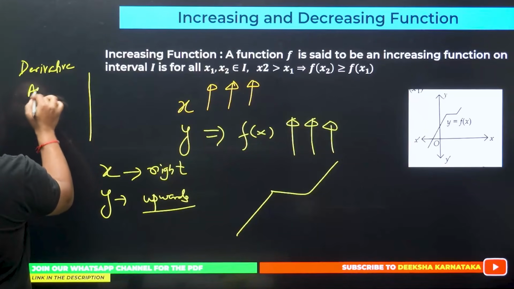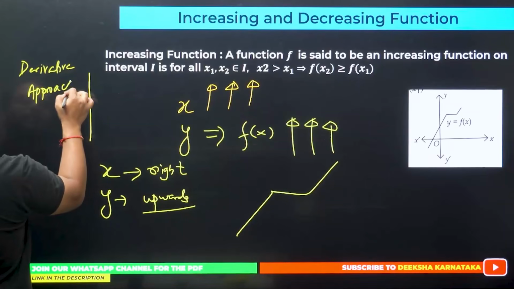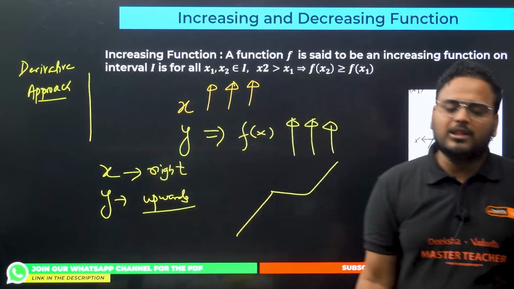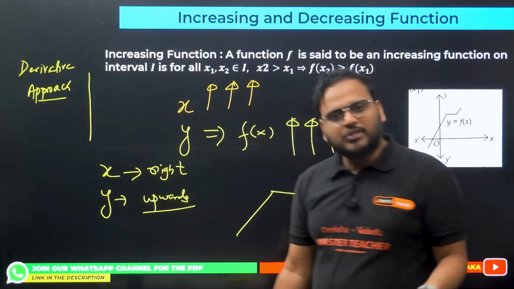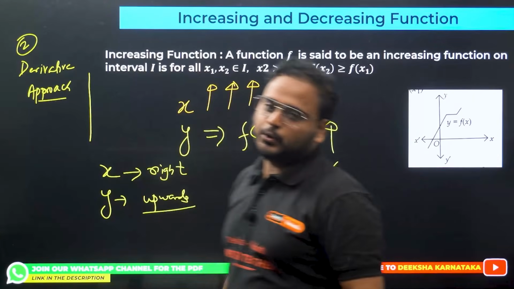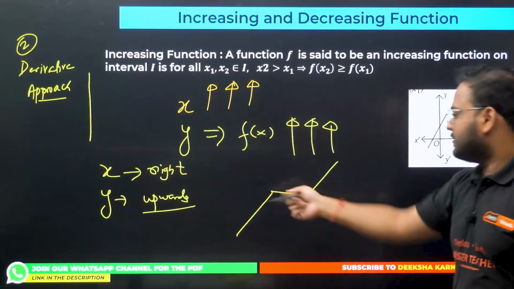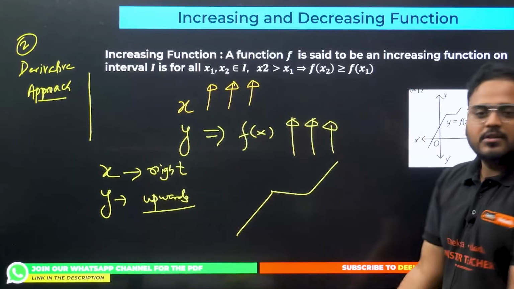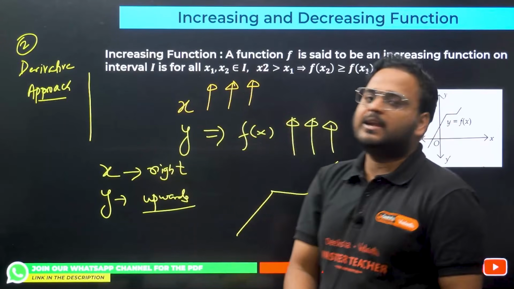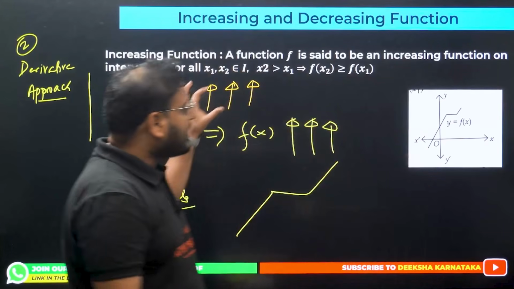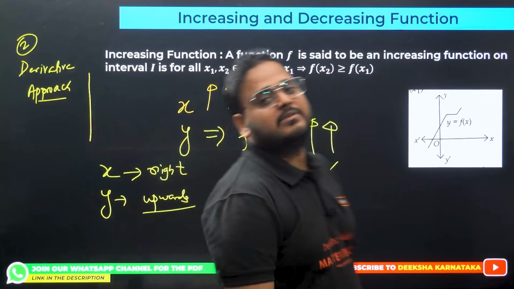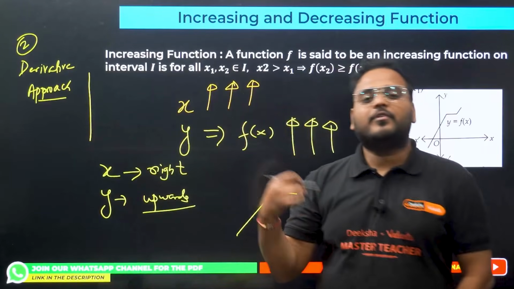The derivative approach is there for all the functions whose graph you can't draw all the time. Can you draw the graph for all the functions given to you in the questions? Of course not, sir. Then we have the derivative approach, which we call method number 2. Method number 1 is of course the graph. See the graph: if x moves towards the right and y goes upward, it always means an increasing function. But in some cases you can't draw the graph, then you have to use the derivative approach. That's why the chapter is called application of derivatives.